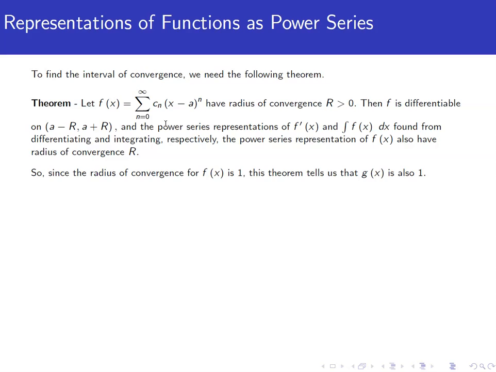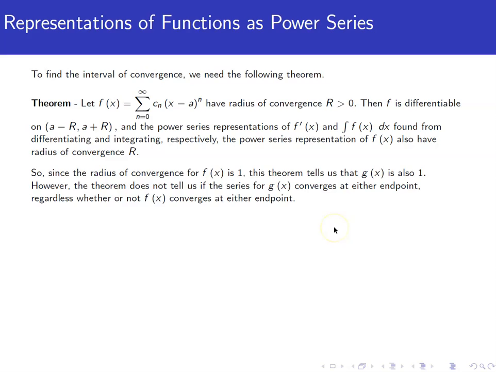We saw that the radius of convergence for f of x in this example was 1, so the radius of convergence for g of x is also 1. However, what this theorem does not tell us is what happens at the endpoints. Okay? We know where f of x converges. In fact, it doesn't converge at either endpoint. But this theorem doesn't tell us anything about whether or not g of x converges at either endpoint. Okay? So the theorem says that the radius of convergence stays the same, but endpoint convergence might change.